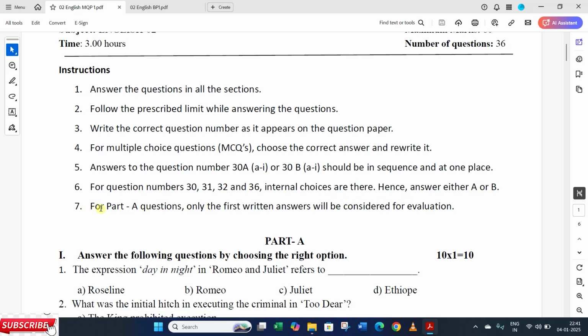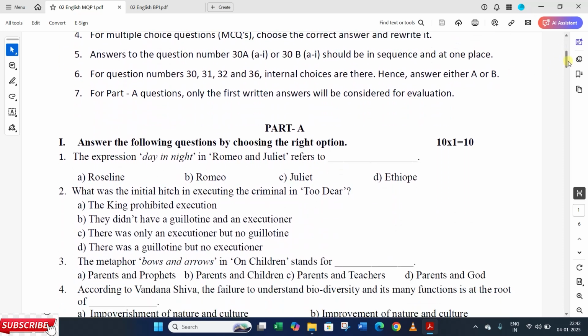Then instruction number 7, for part A questions, you are supposed to write the answers on the first page, and the answers written on the first page will be considered for evaluation. You are not supposed to write at the end or in the middle, wherever you find blank space. You are supposed to write the questions and answers of part A on the first page of your answer sheet, right? Let us see part A, what it is all about.